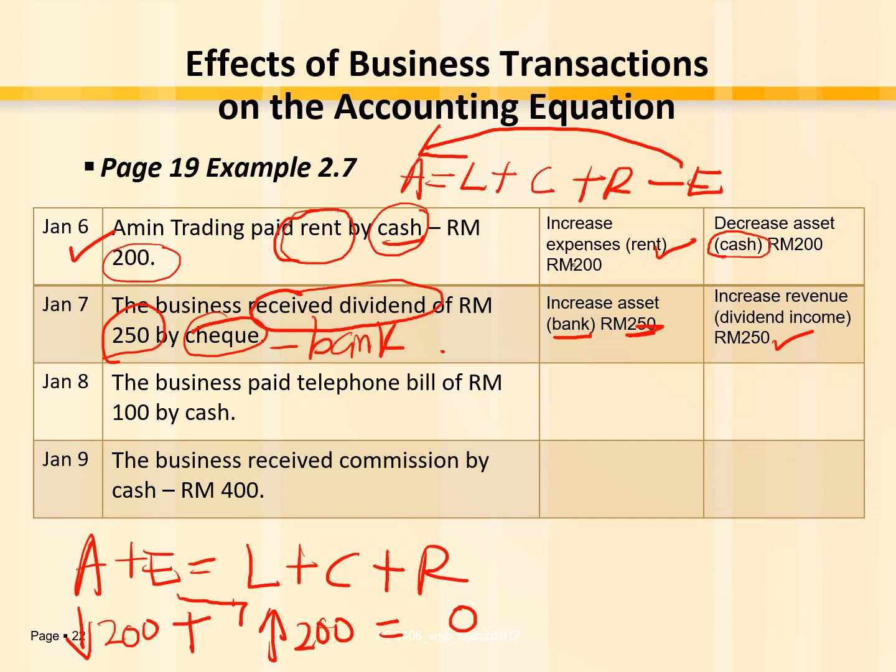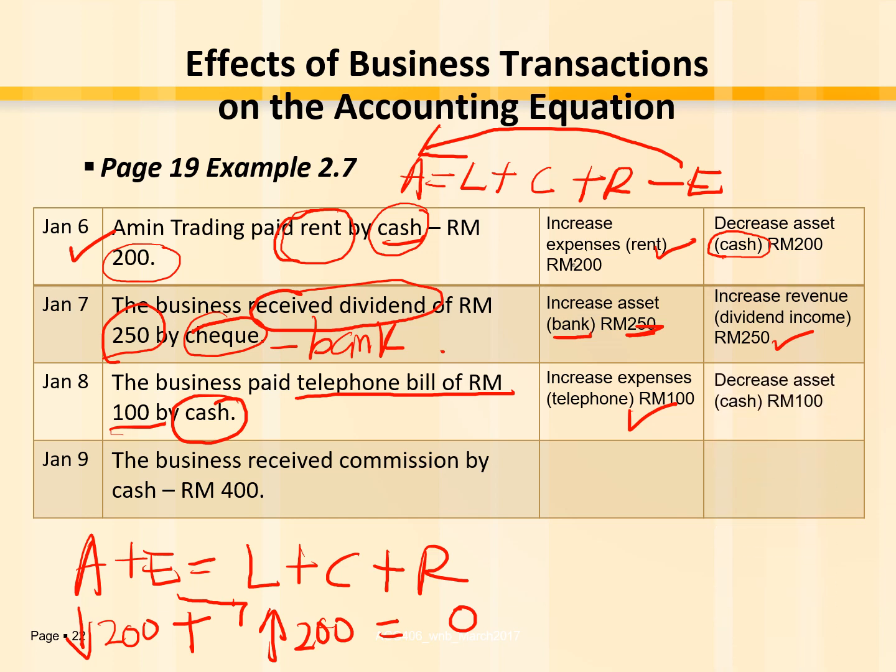Next, kita look at the January 8. The business paid telephone bill. Amount dia 100 dan dia bayar menggunakan cash. So, telephone bill adalah expenses. So, expenses dia akan naik sebanyak 100, which is the telephone bill, and then dia punya cash akan turun, which is the decrease in asset cash by 100.